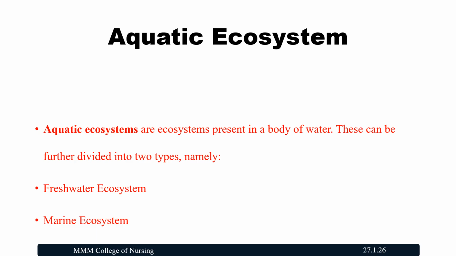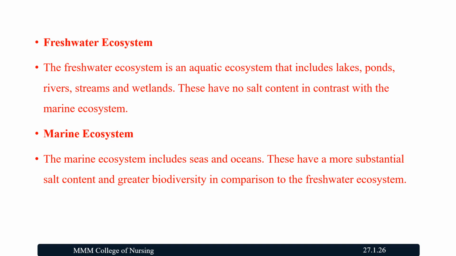This can be further divided into two types, namely freshwater ecosystem and marine ecosystem. Freshwater ecosystem is an aquatic ecosystem that include lake, ponds, rivers, streams and wetland. These have no salt content in contrast with the marine ecosystem. Marine ecosystem includes seas and oceans. These have more substantial salt content and greater biodiversity in comparison to the freshwater ecosystem.